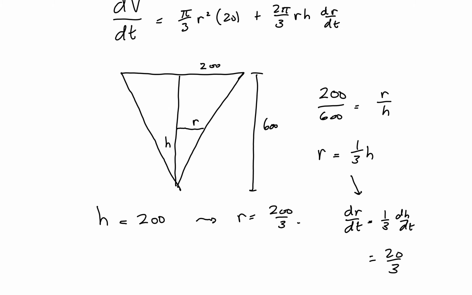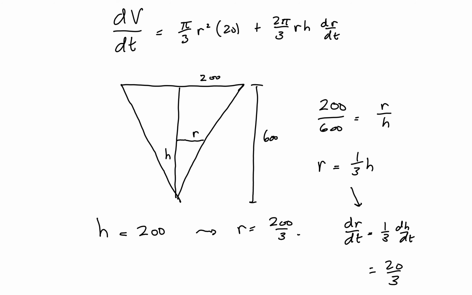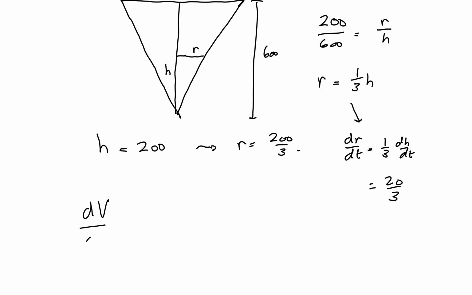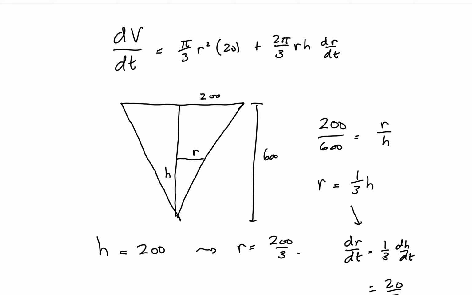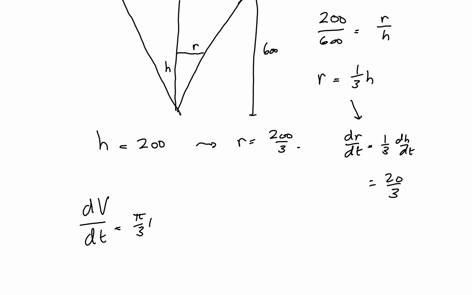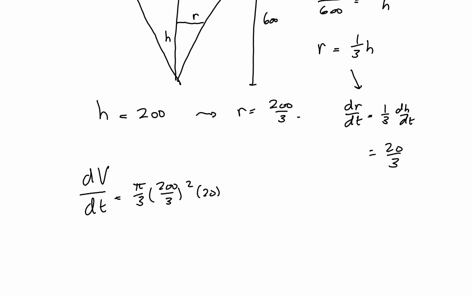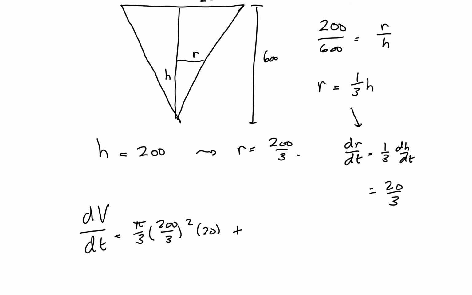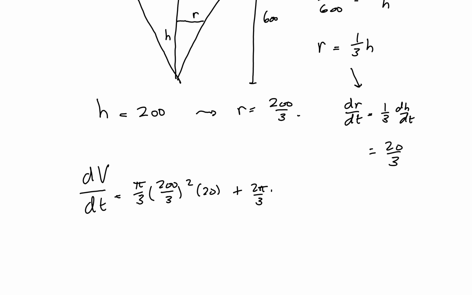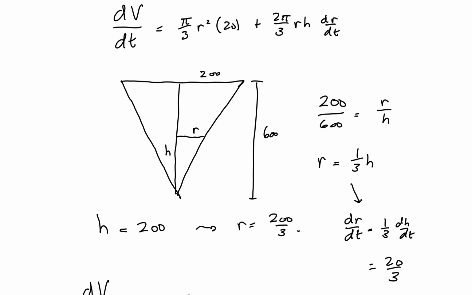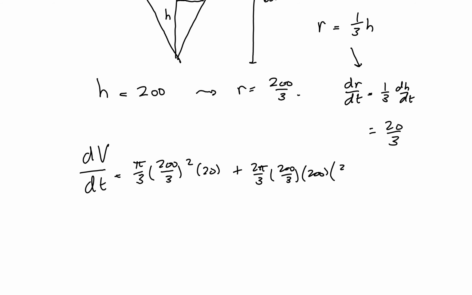And now we have everything we need to fill this in up here. So we see dV/dt here. This is pi over 3, and then my r is 200 over 3 squared, and then we want that times 20. Plus, I have 2 pi over 3 times r, which is 200 over 3, times h, which is 200. And then that's dr/dt, so that's times 20 over 3.